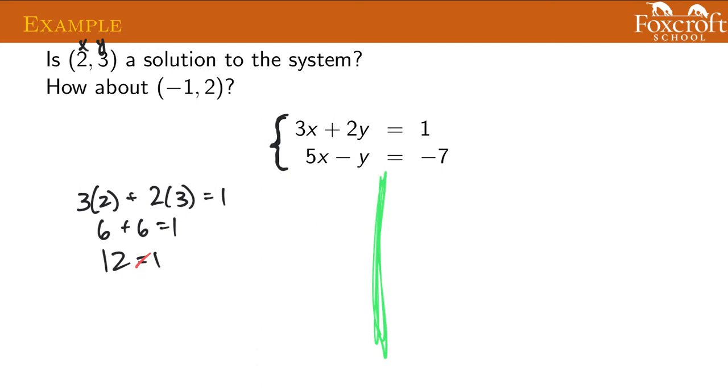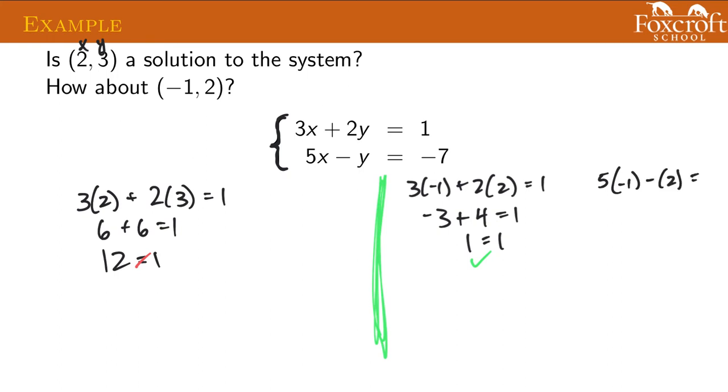All right, what about the point -1, 2? Do the same thing. X is -1, y is 2. 3 times -1 is -3. -3 plus 4 is 1, and 1 equals 1, that's good. That alone is not enough to mean it's a solution. It has to solve both at the same time. So you also have to check the next equation.